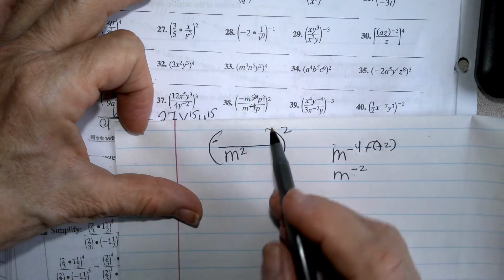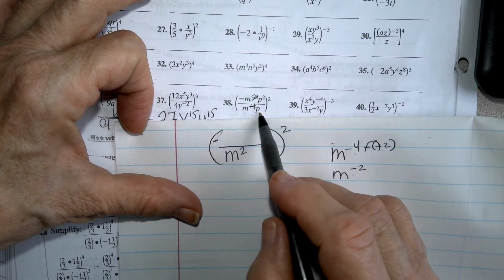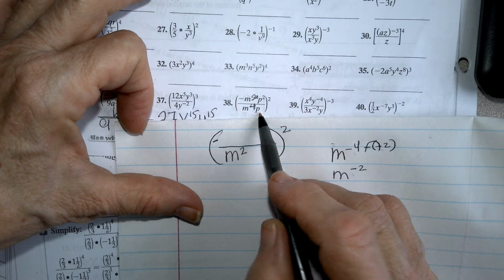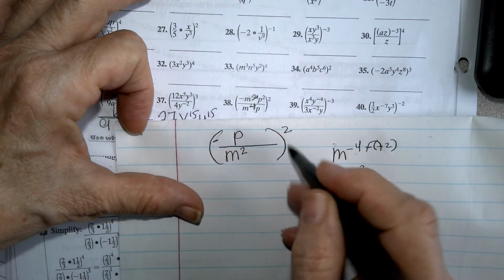Then, what happens with the p? Can you just see it mentally? It's going to be where? On the top or the bottom? On the top. Okay. So we're done with that.